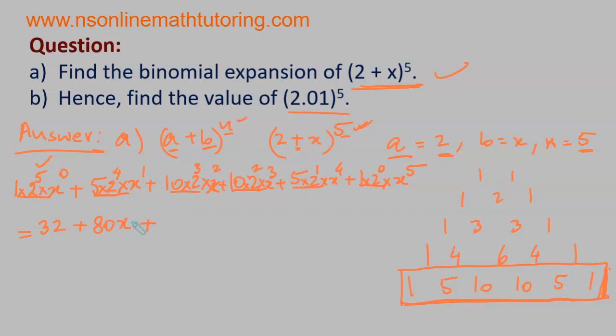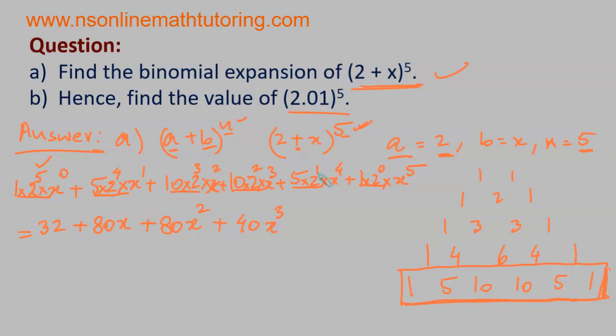X to the power of 1 is x. Next is 2 to the power of 3 is 8, 8 times 10 is 80. This time it is x squared, plus 2 to the power of 2 is 4 times 10 is 40, x cubed.